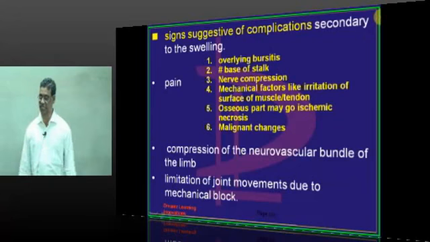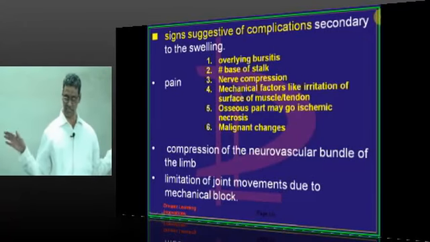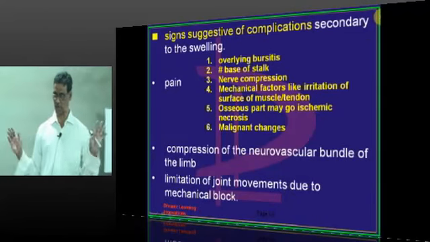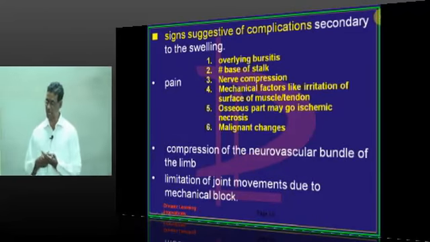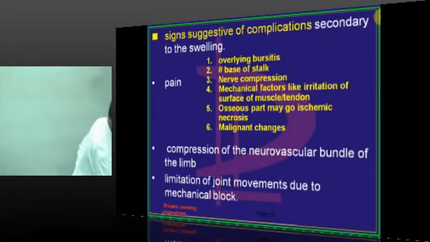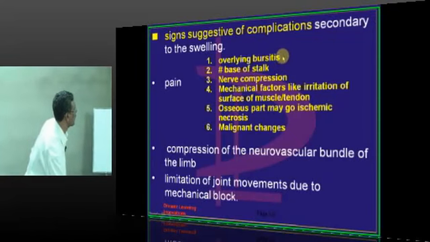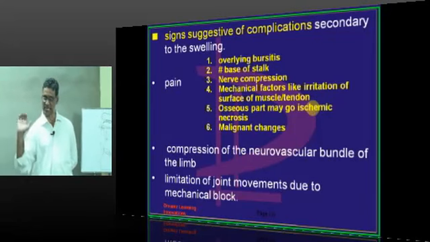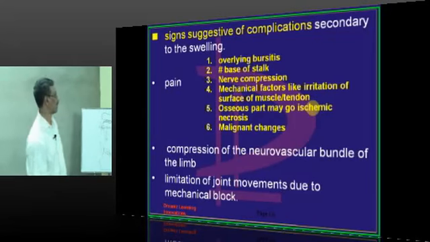Signs. What are the various signs? Except for swelling, there may not be any signs, but the signs are mostly due to complications. Because of the complications, there may be pain, there may be mechanical factors, and there may be malignancy. Pain and mechanical factors are the two important signs. One, the overlying bursitis, because there is a bursa. The fracture of the base of the stalk. There may be nerve compression. There will be mechanical factors, irritation on the surface of the muscle or tendon. If a tendon is growing over it, it constantly irritates the tendon and may cause mechanical problems.